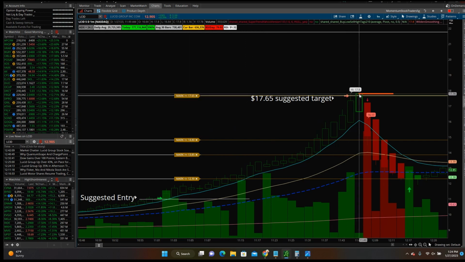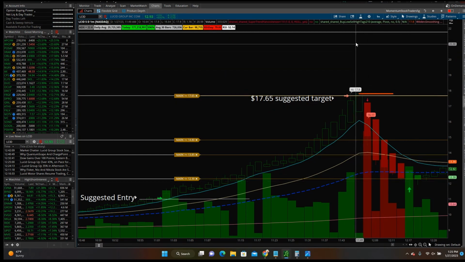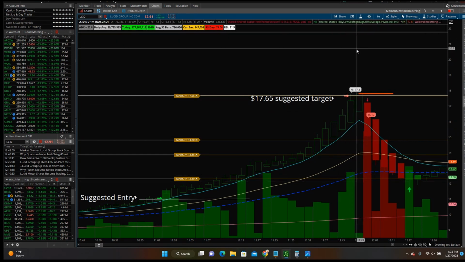You see how it hit that? And then it hit that a couple of times. It halted on this one, and then it just sold down. So I knew that this was a bigger space. I didn't think it was going to push through there.